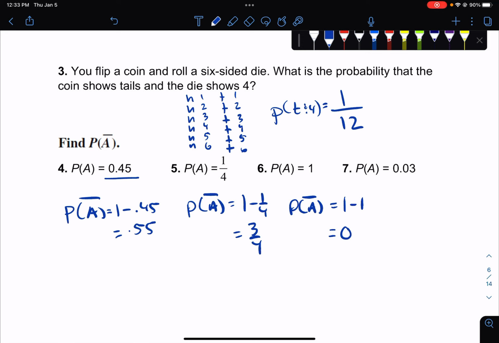The probability of A is 0.03. The probability of not A is 0.9. Oops, I didn't do the minus part, sorry. 1 minus 0.03, which is 0.97.